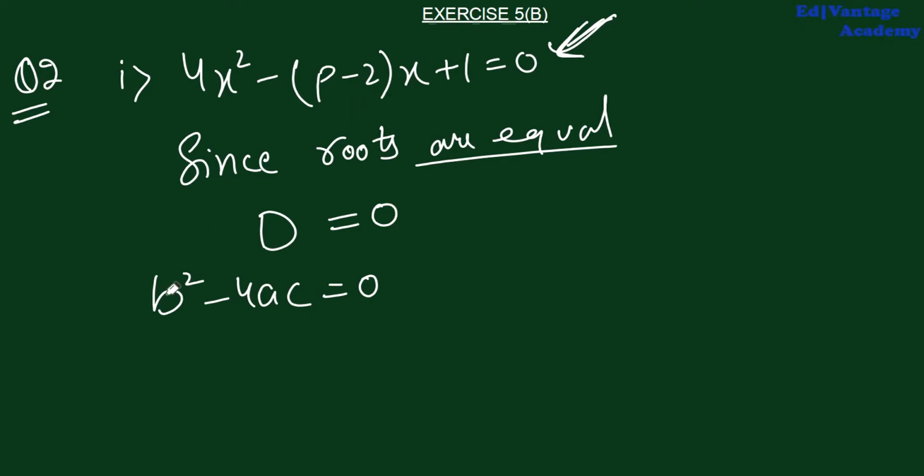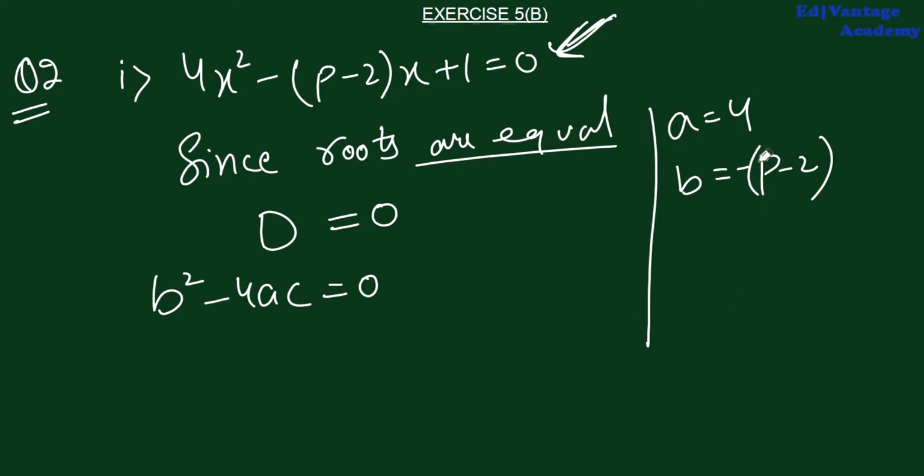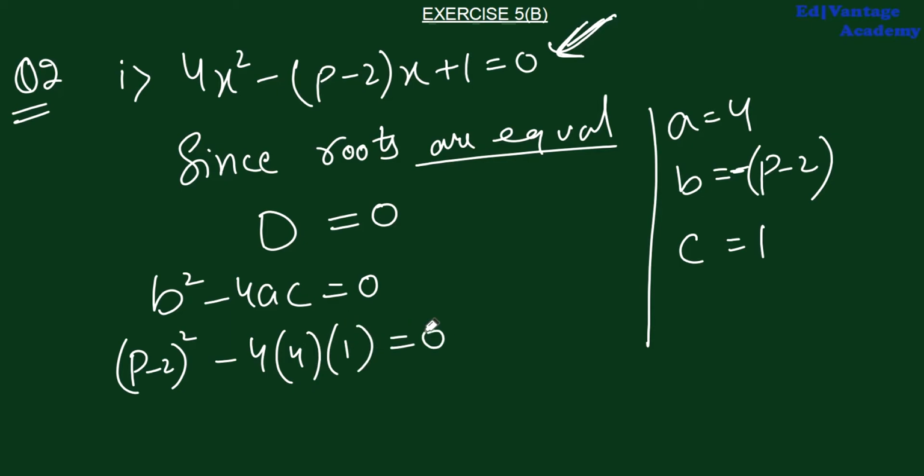How? For that, if you see in this, a is 4, b is p minus 2, it is actually minus p minus 2. But whenever b comes negative and b has a square, that negative becomes positive. So we can just write p minus 2. And c is how much? 1. Substituting here, p minus 2 the whole square minus 4 into a into c is equal to 0.